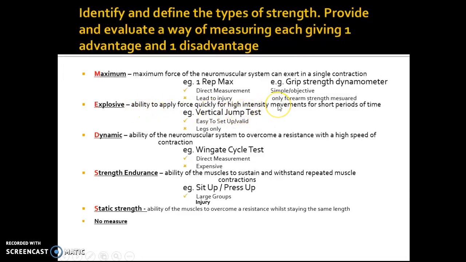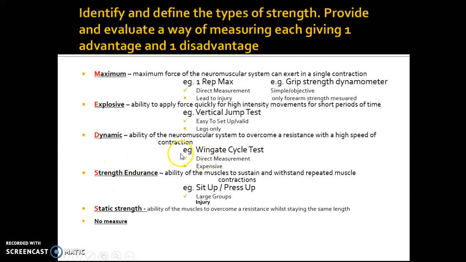High intensity movements, short periods of time. It's jumping, it's bounding, it's linked to plyometrics as a training method. Good thing, easy to set up, and it's valid. But the downside is it only measures the legs, so it's only measuring the explosive strength in the leg area.